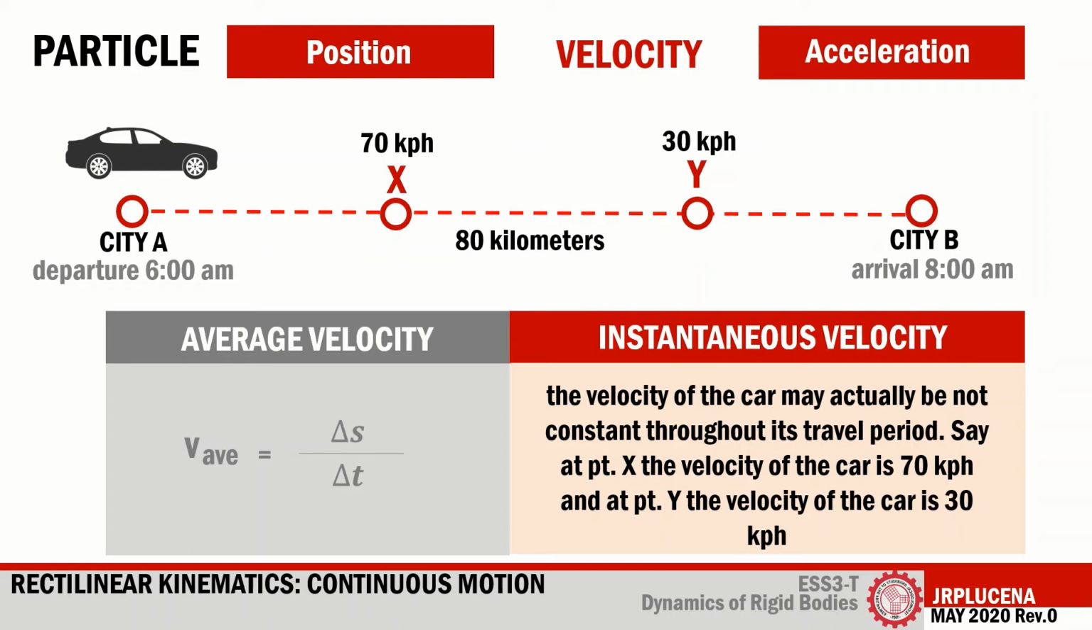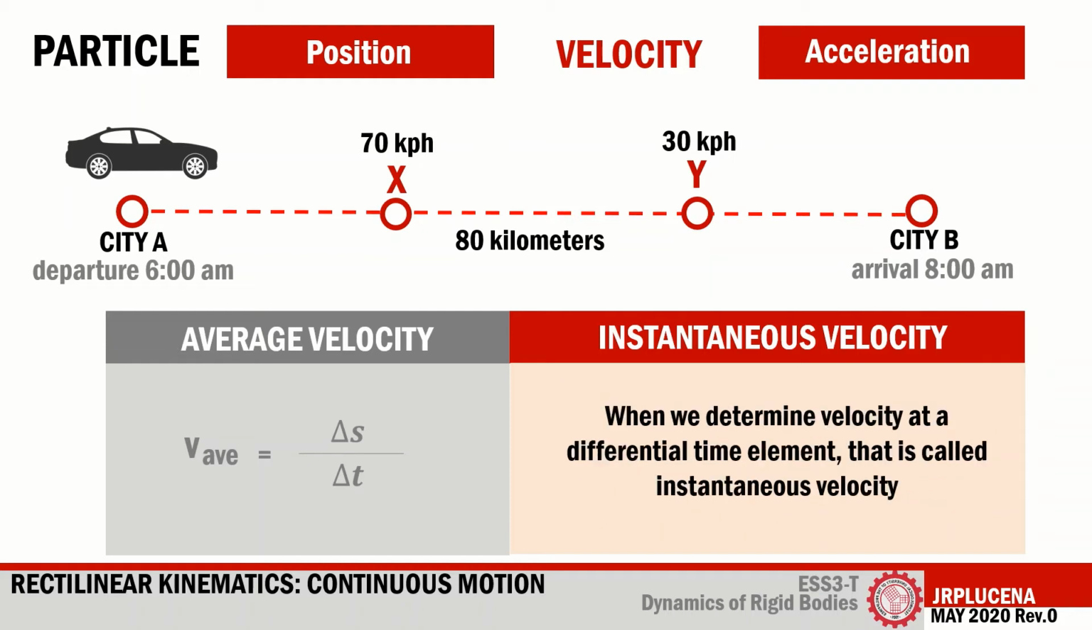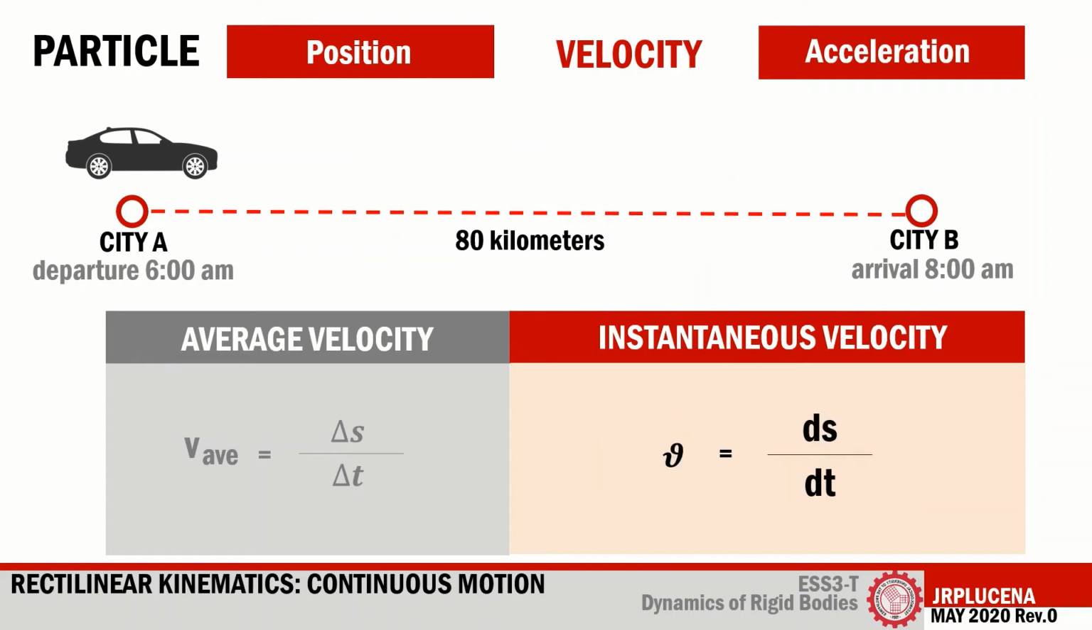But instantaneous velocity tells you the actual velocity of an object at that particular point. It's because it measures the displacement at a very, very small time interval. So when we say analyzing displacement at a differential time interval, we can say now that the instantaneous velocity is ds over dt. dt means a differential time interval.